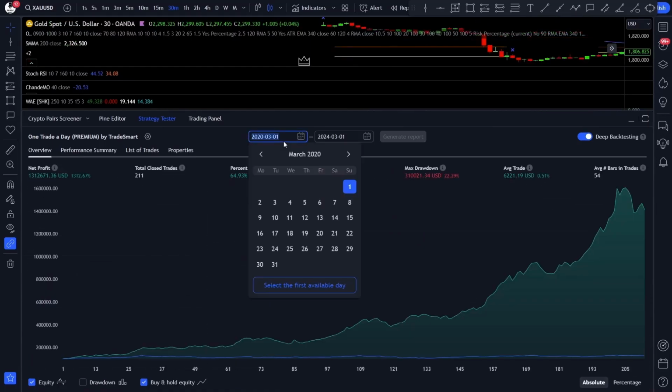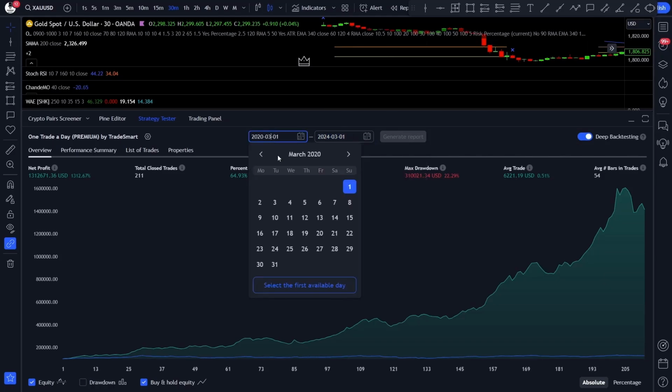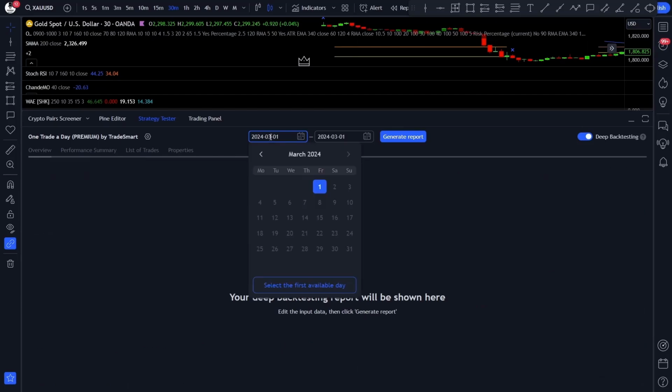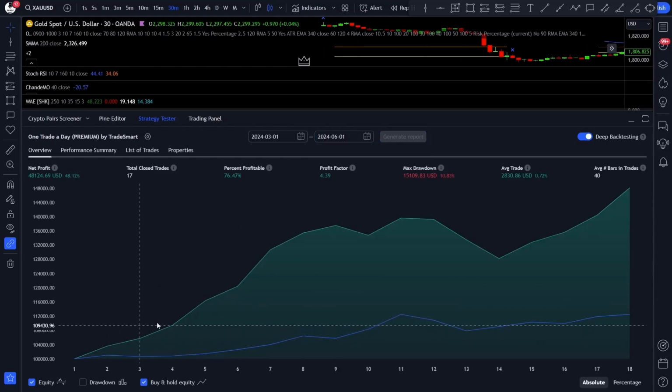But how did this script perform outside of the optimization range? Let's see the last 3 months of results. I will set the start date to the 1st of March 2024, and the end date to the 1st of June 2024. In these last 3 months, the script took 17 trades, generated 48% net profit, with a 76% win rate, a 4.39 profit factor, and only a 10% maximum drawdown.